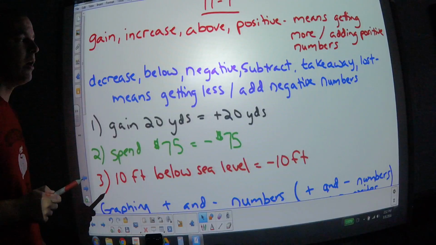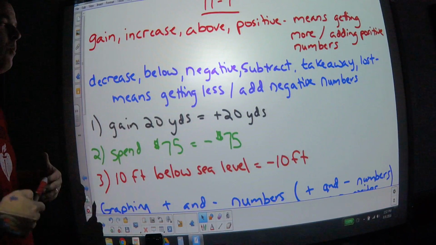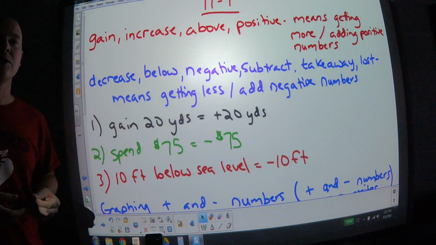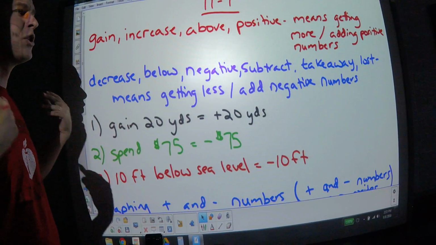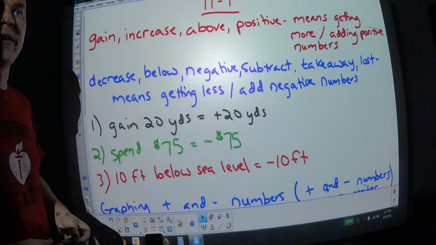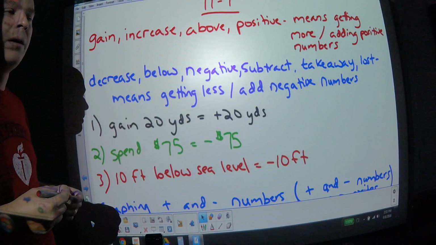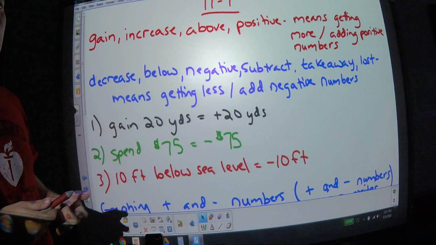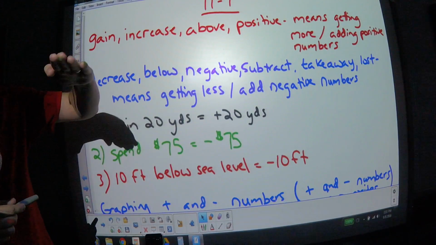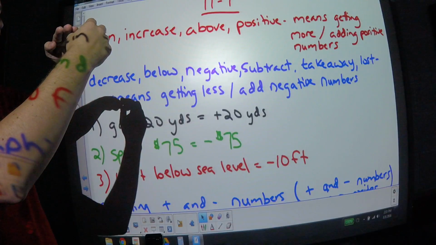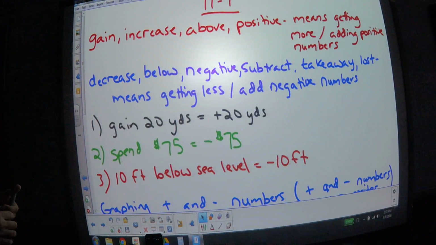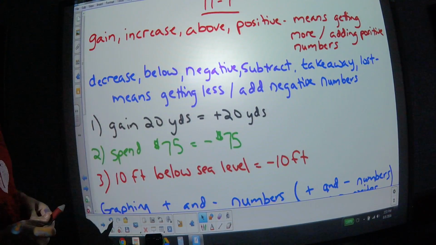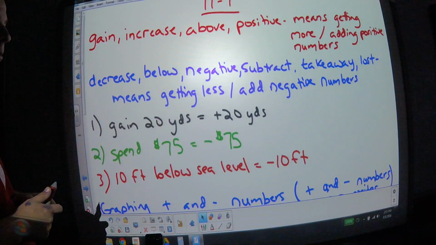Decrease is below, negative, subtract, take away, lost. Those all mean getting less or adding negative numbers. So let's say that I took away 40 feet from my room. Then that means that I lost 40 feet. Or let's say that I am below sea level. Then that means that where the sea meets the land, wherever I'm at, I'm below that point. Okay. If it's negative 5 degrees outside, that means that it's below zero. It's less than zero outside.